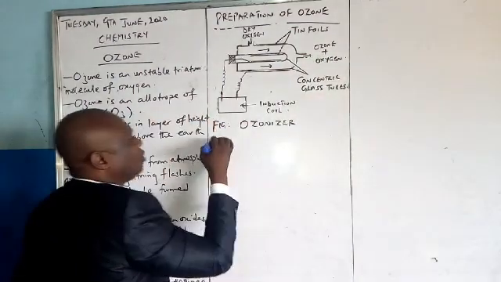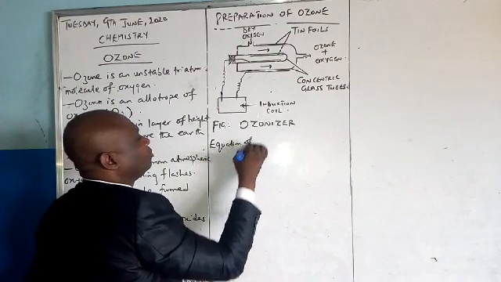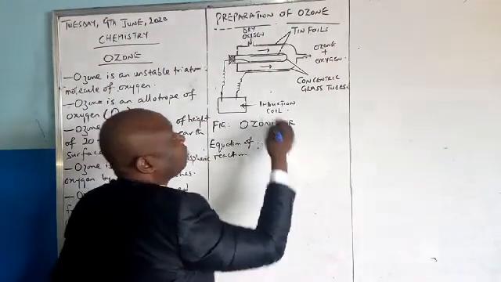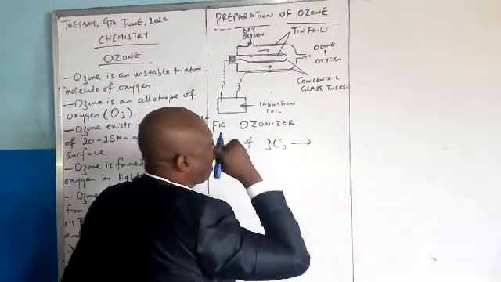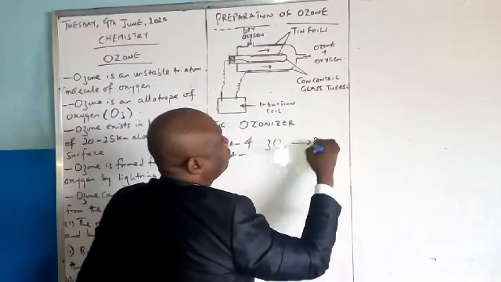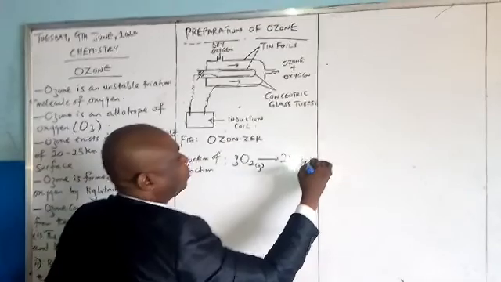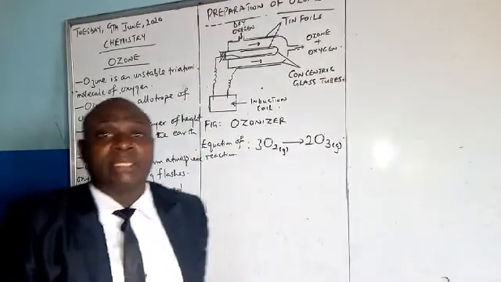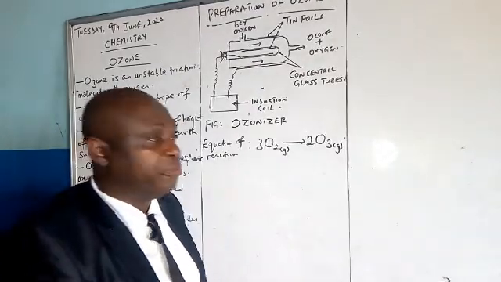If we look at the equation of the reaction, it simply tells us we have 3 molecules of oxygen, which are converted to 2 molecules of ozone. They are both in their gaseous state. So next, let's look at the physical properties of ozone.